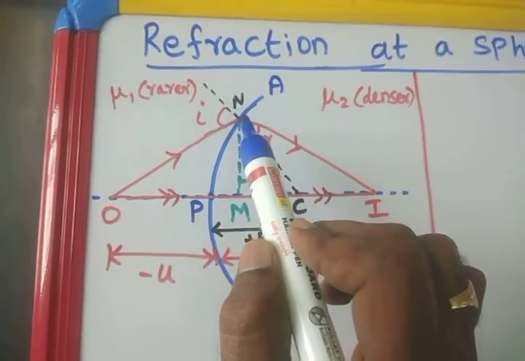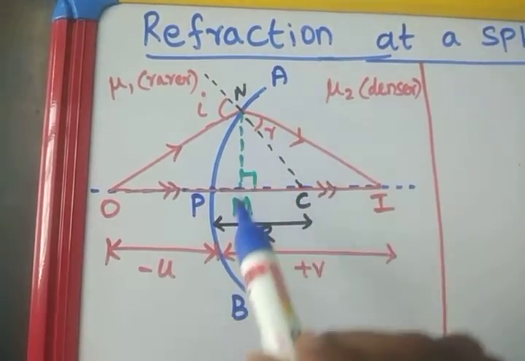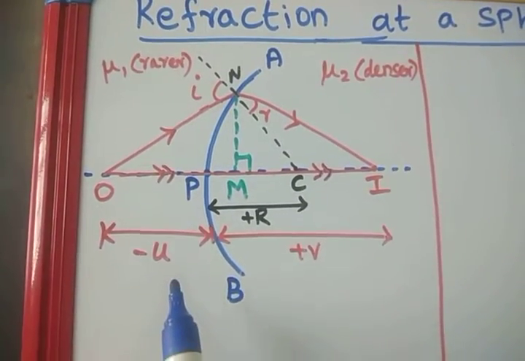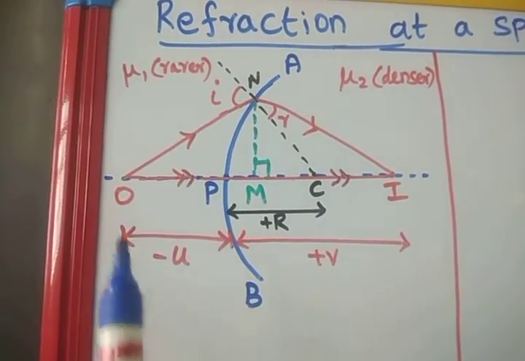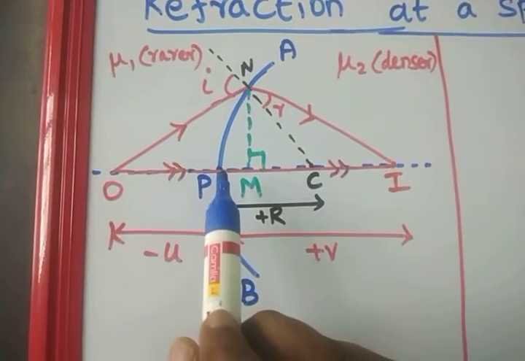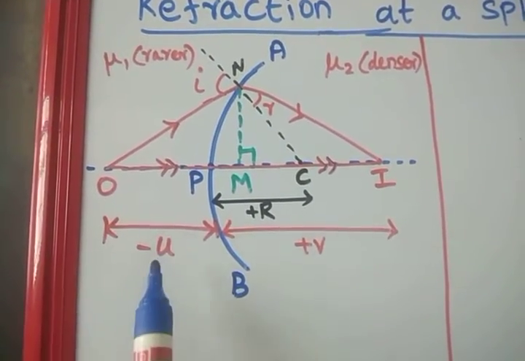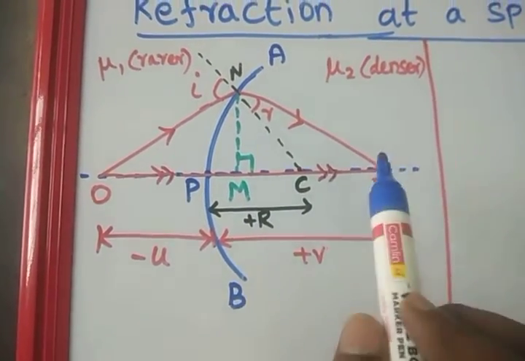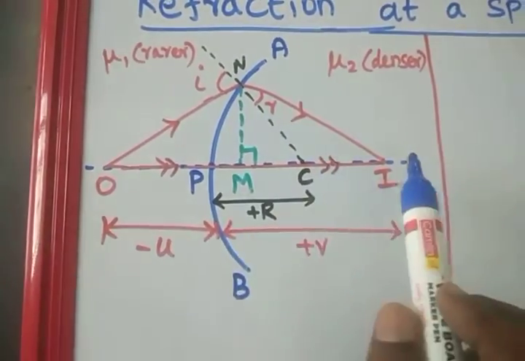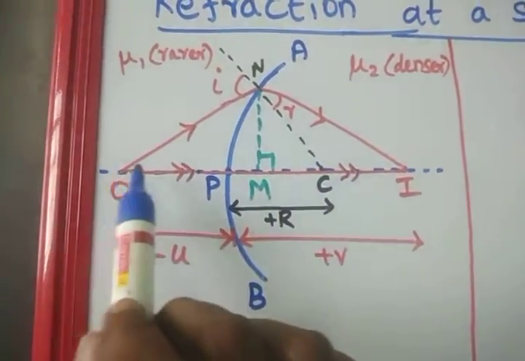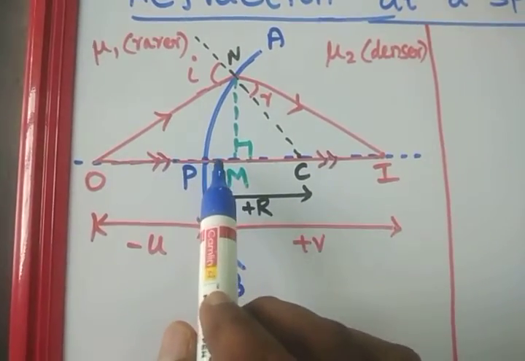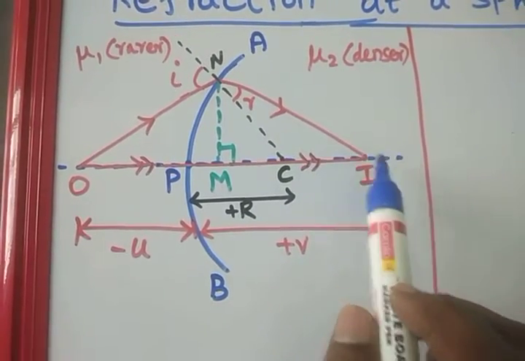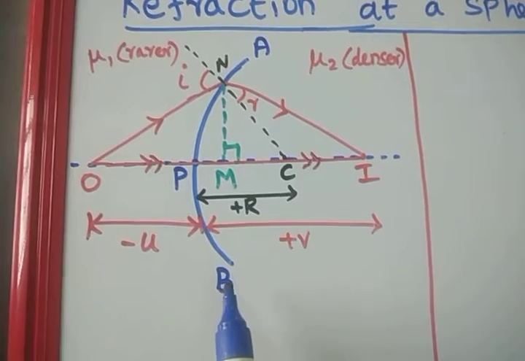Again, we draw the line NM perpendicular to the principal axis, which makes an angle of 90 degrees. It clearly shows that the distance between the object and P is called the object distance U, and the distance between the image and P is the image distance V. The image is formed where the refracted ray and another ray, the undeviated ray which is incident normally on the surface and so is not deviated, meet at one particular point. At that point the image will be formed.